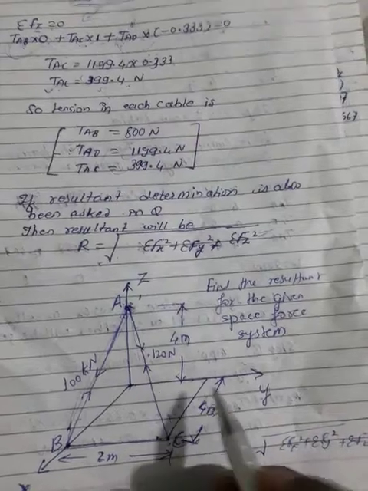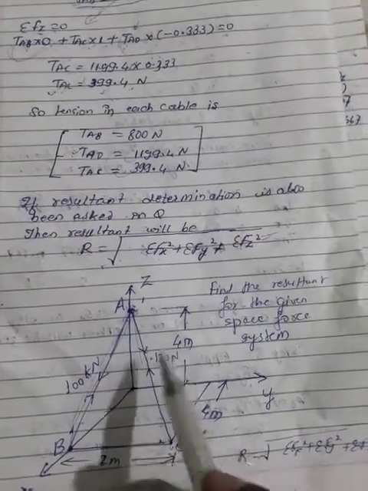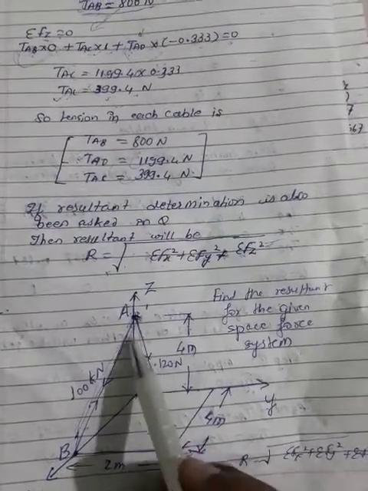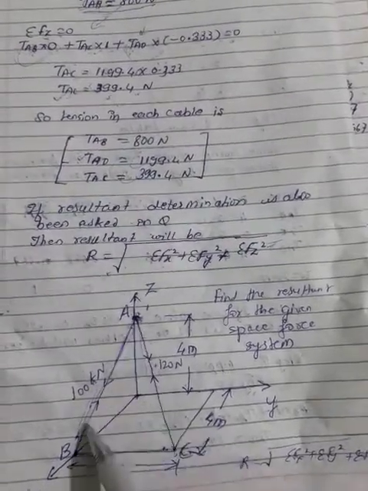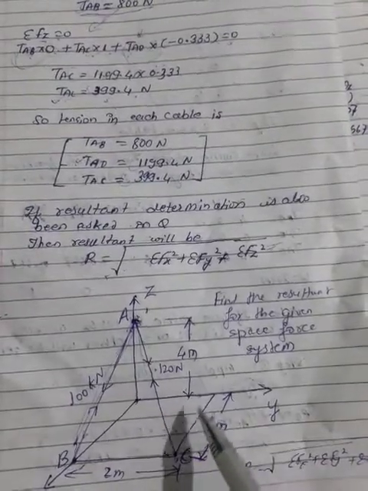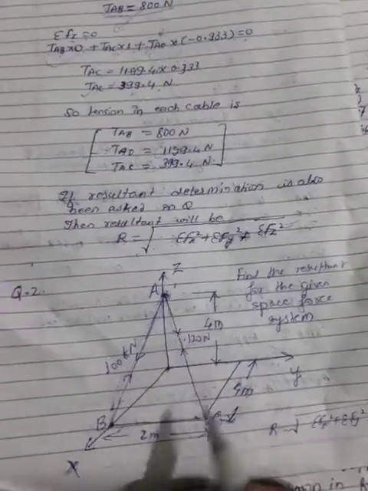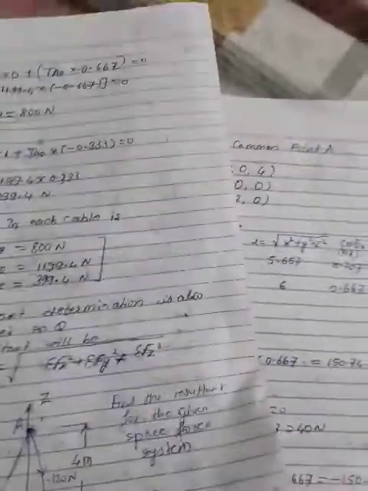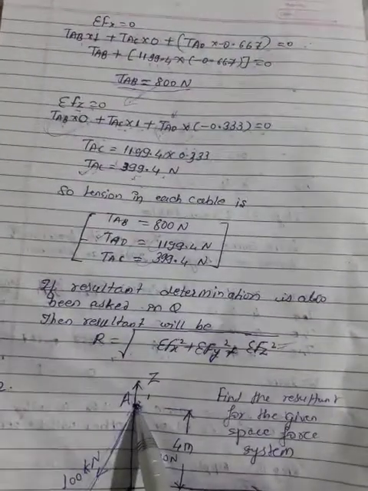So as per the first problem, initially I am going to calculate the coordinates. How many points are here? A, B and C. For these points A, B and C, I am going to calculate the coordinates initially. The common point is A here. If you see in the diagram, the common point is A.